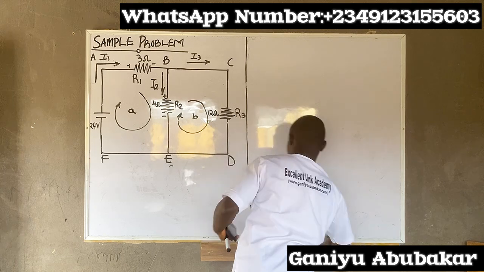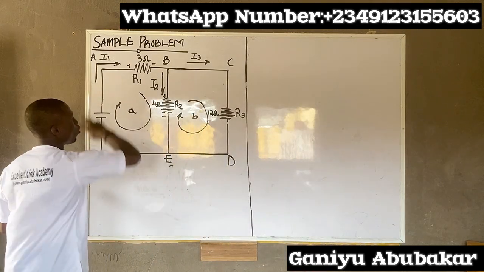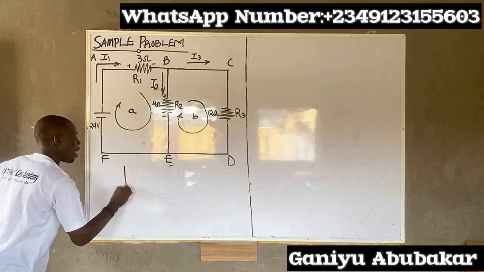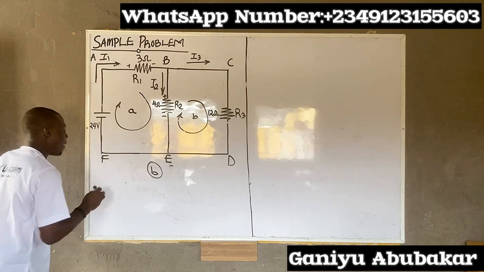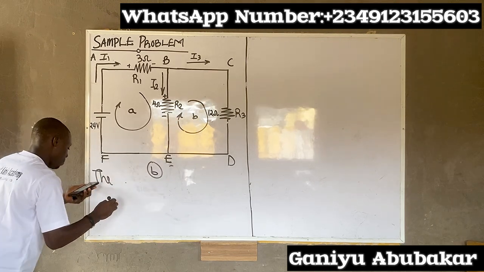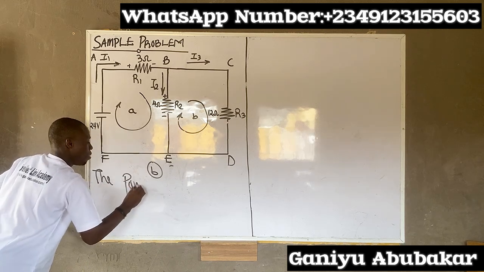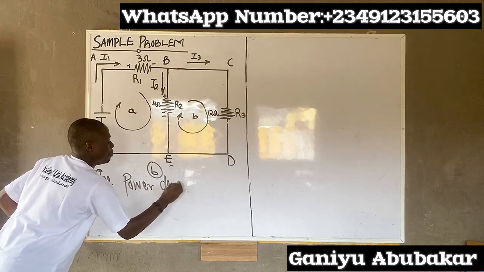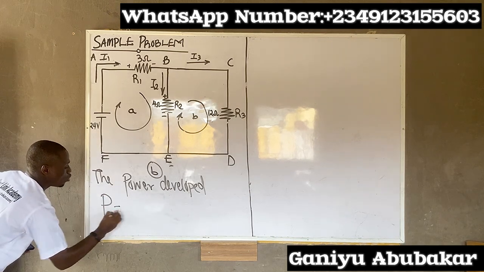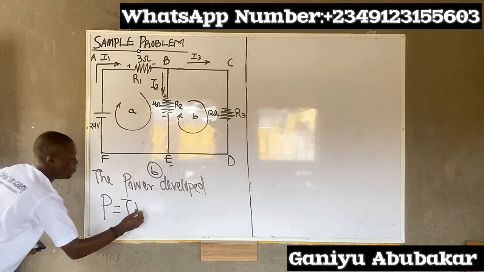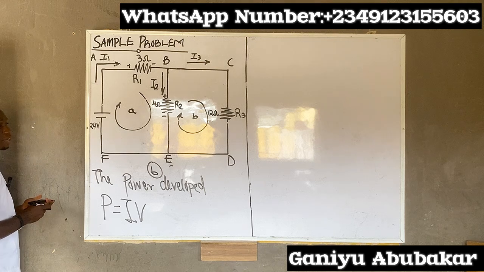All right. Now listen, please. When it comes to current cycle, what have you? Power is equal to, okay, question B. The power developed, please. The power developed. So power P is equal to what there? IV. That's the I there.